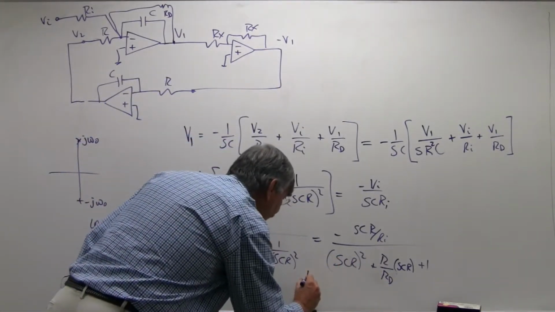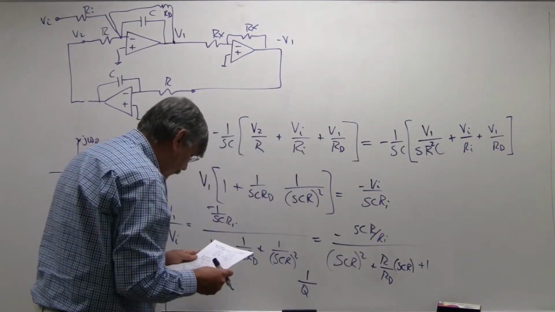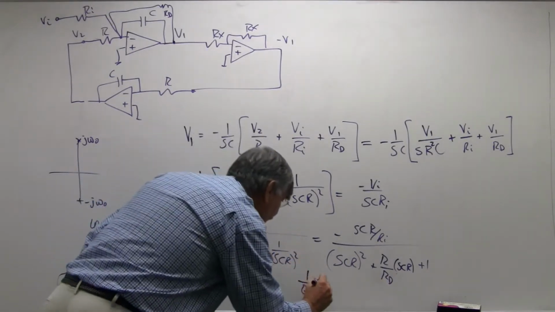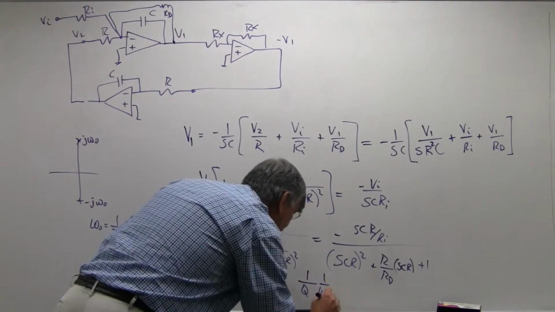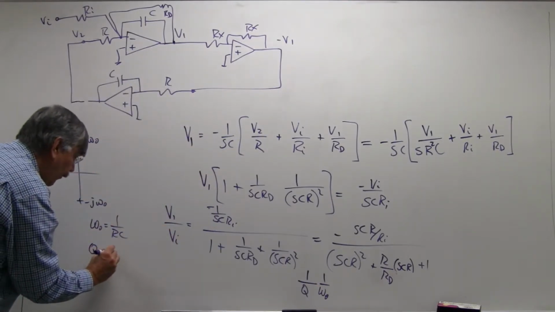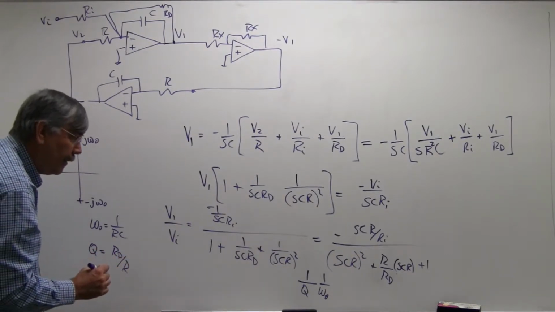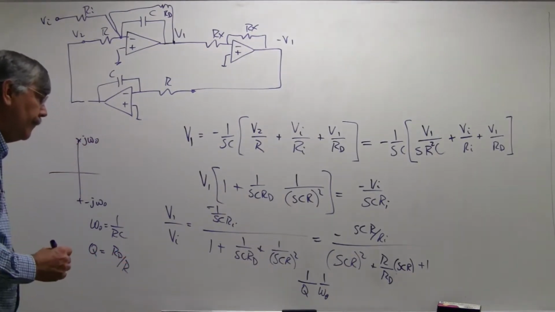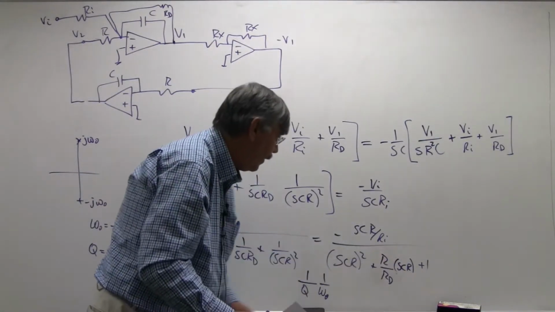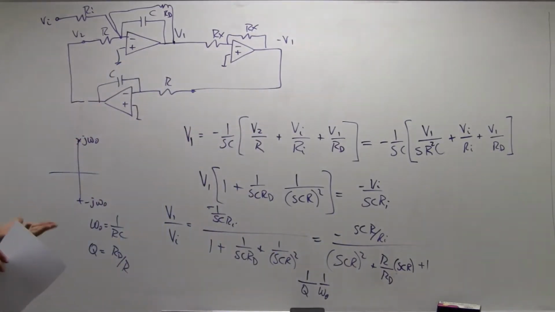So the middle term is 1 over Q. I'll let you figure this one out because I want to make sure I get this right, over omega naught. And what we're going to find is that the Q of the poles is the ratio of RD to R. Yeah, because omega naught is 1 over RC, and therefore RD over R is 1 over Q. So we're ready to roll there.